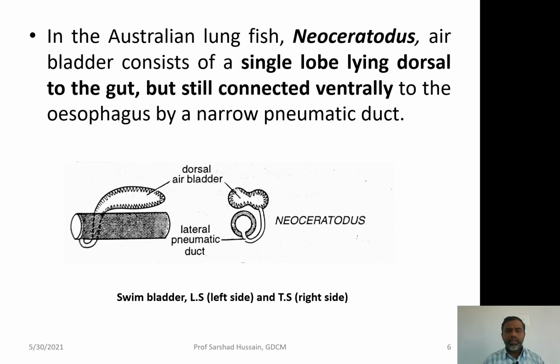Then you look at the Neoceratodus. In Neoceratodus, you have only a single air sac or swim bladder present on the dorsal side of the esophagus, but it remains attached to the gut from the ventral side with the help of a pneumatic duct. So, it is a dorsal air bladder and it is single.